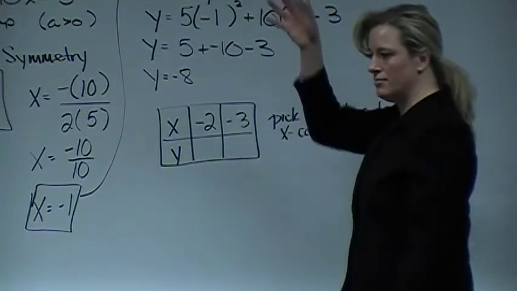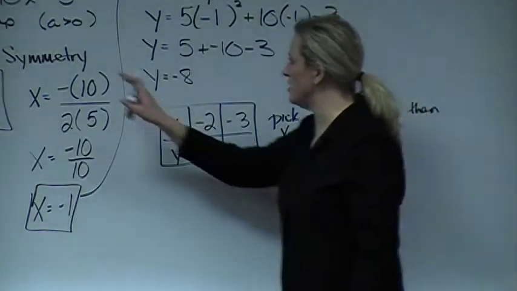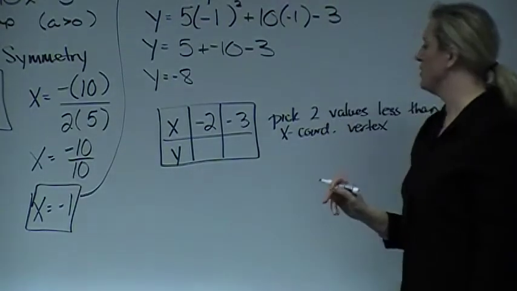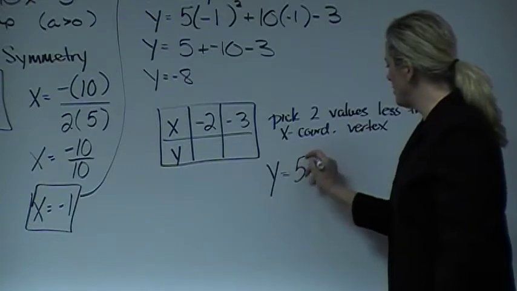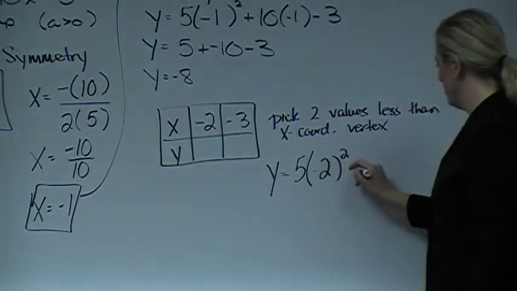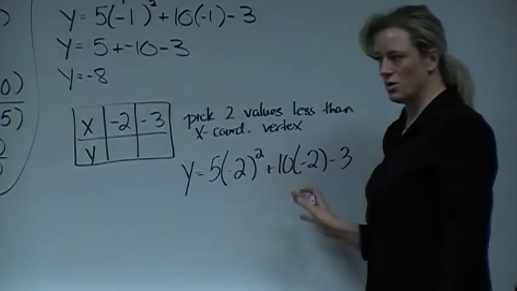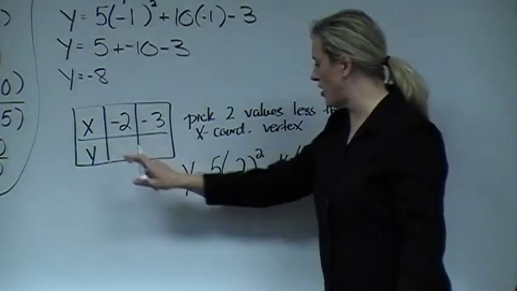Just plug them back in, right? Alright, so we're going to plug these 2 values in for x and solve for y, just like I did when I plugged -1 in to get -8. Here we go. y equals 5 times -2 squared plus 10 times -2 minus 3. I'm doing this a little quicker because now you know what I'm doing. All I did was plug in my -2 for x to solve for y.